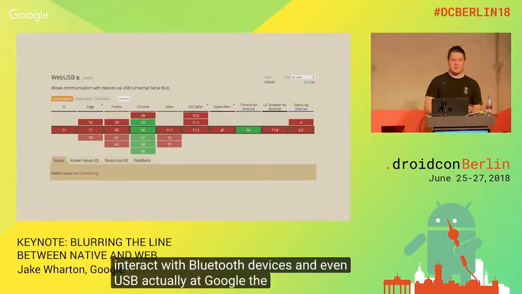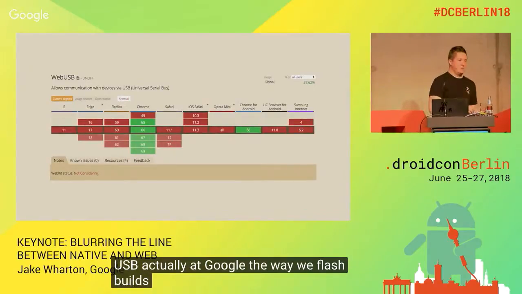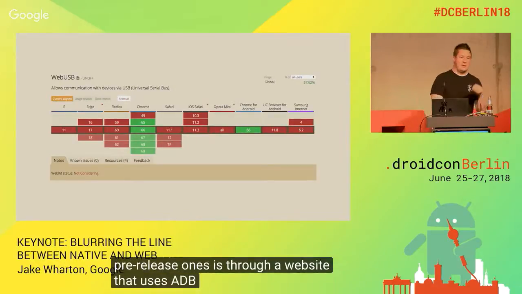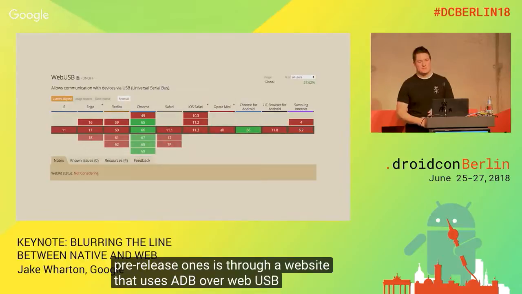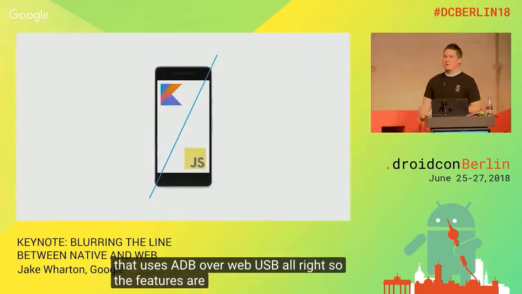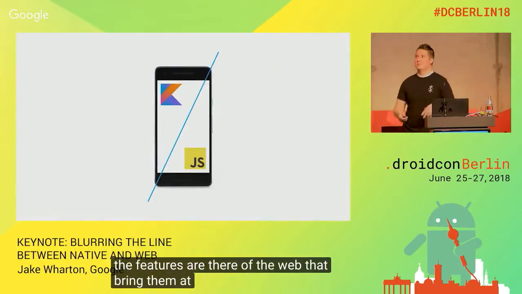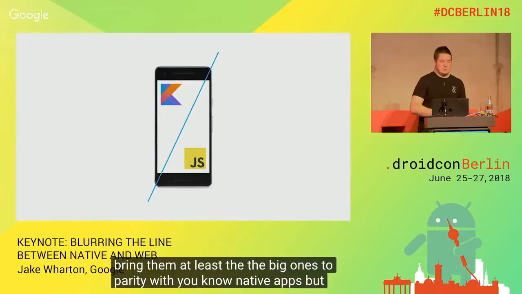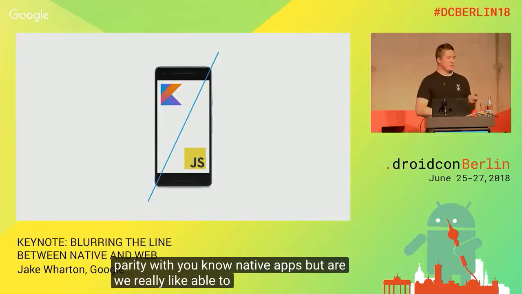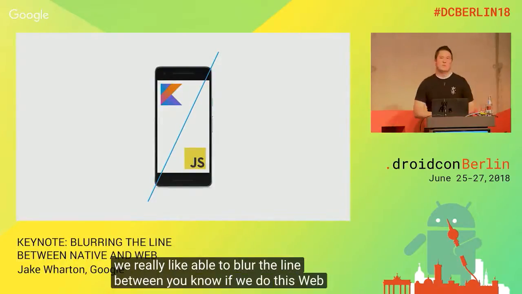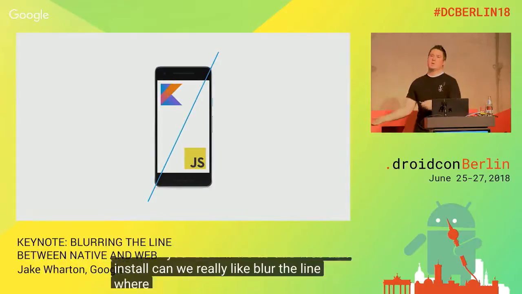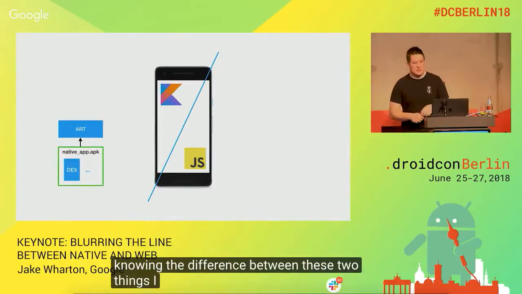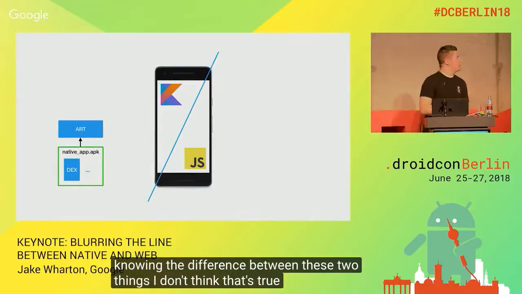Actually, at Google, the way we flash builds of the Android operating system, pre-release ones, is through a website that uses ADB over WebUSB. All right, so the features of the web, at least the big ones, are there to bring them to parity with native apps. But if we do this web APK install, can we really blur the line, where we can fool the user into not knowing the difference between these two things? I don't think that's true yet.